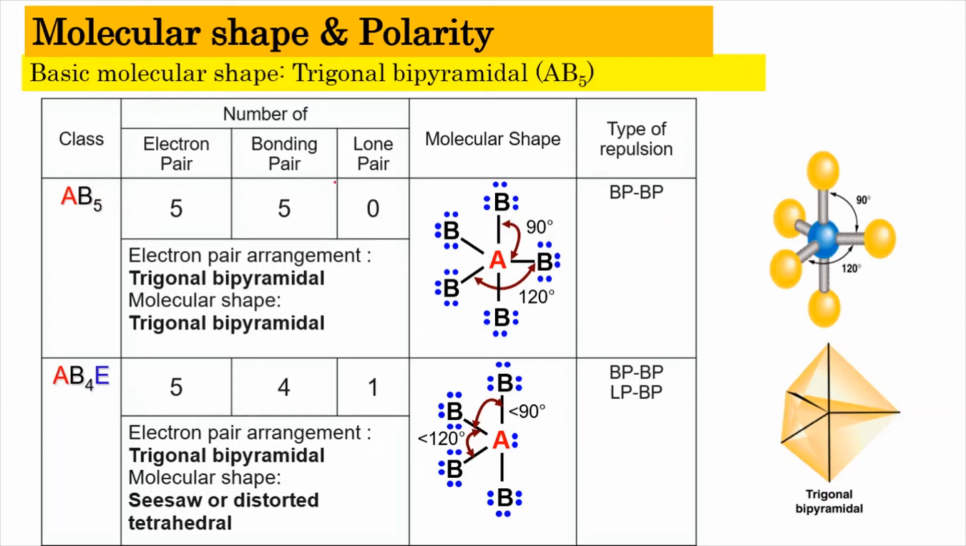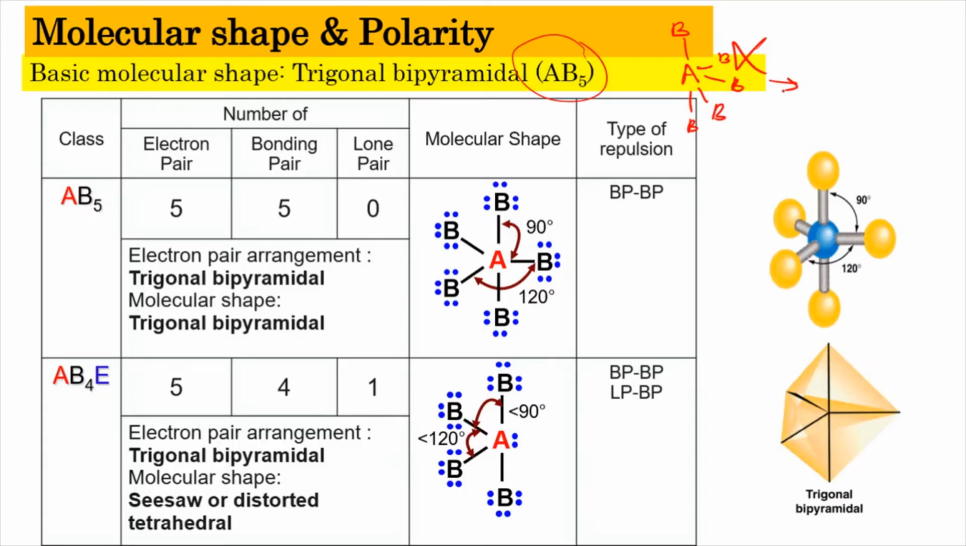Next, we're going to look into the next basic molecular shape, which is the trigonal bipyramidal, AB5. So in 2D, you might expect it to look something like this. Like, for example, you want to put all the items on one side. But this is not ideal because it's very close together and the repulsion is very strong.